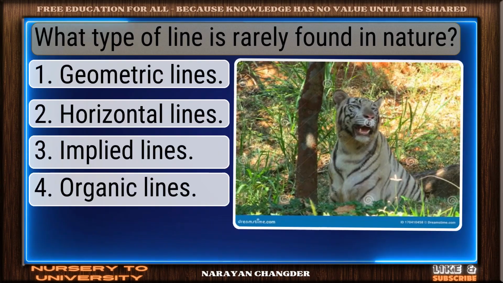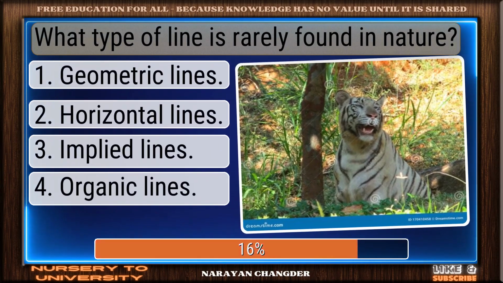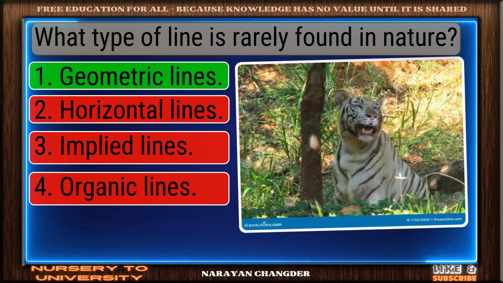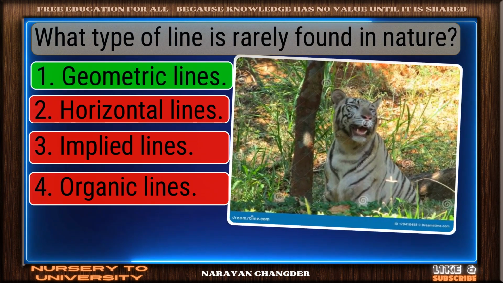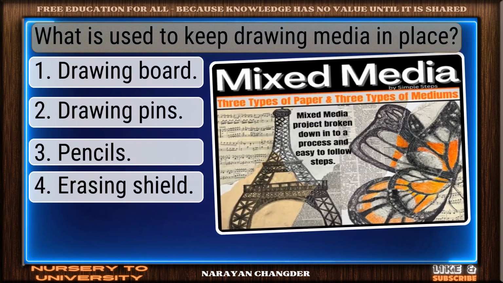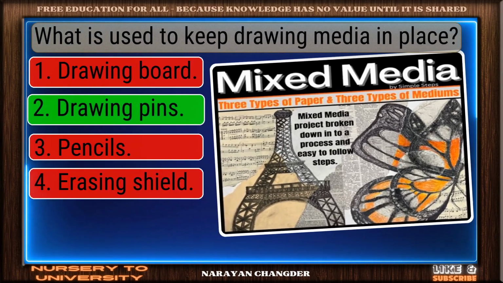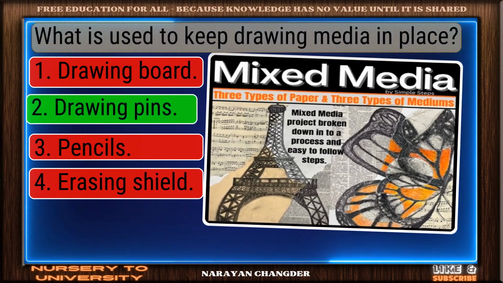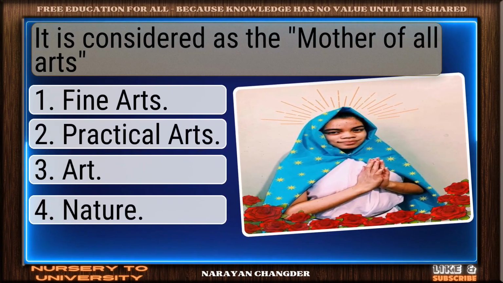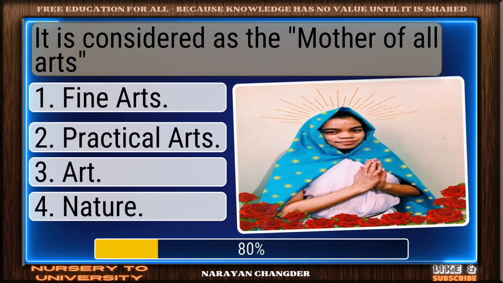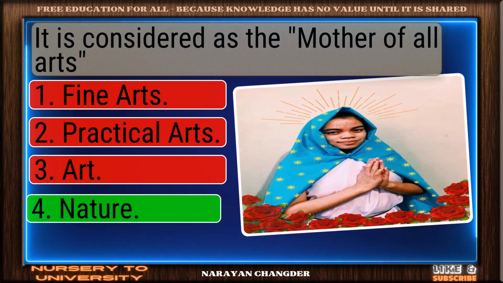What type of line is rarely found in nature? Clear logic. Geometric lines is sound. What is used to keep drawing media in place? Sharp thinking. Drawing pins is right. It is considered as the mother of all arts. Exactly. Nature makes sense.